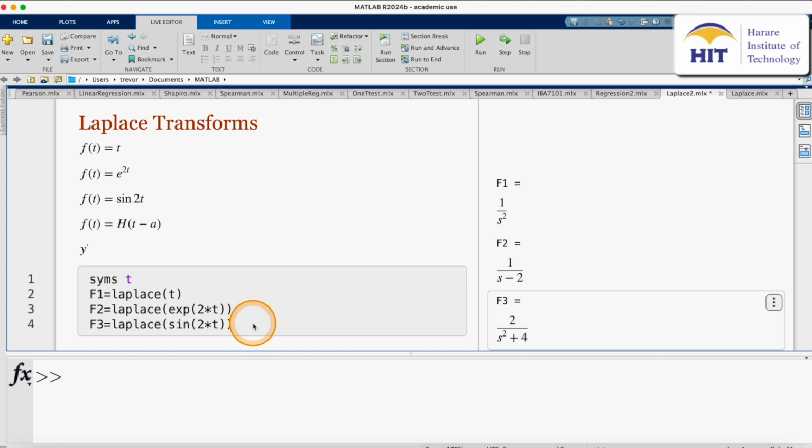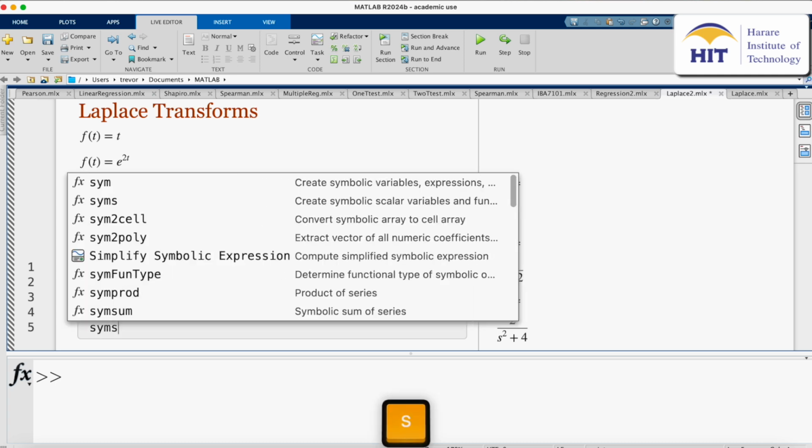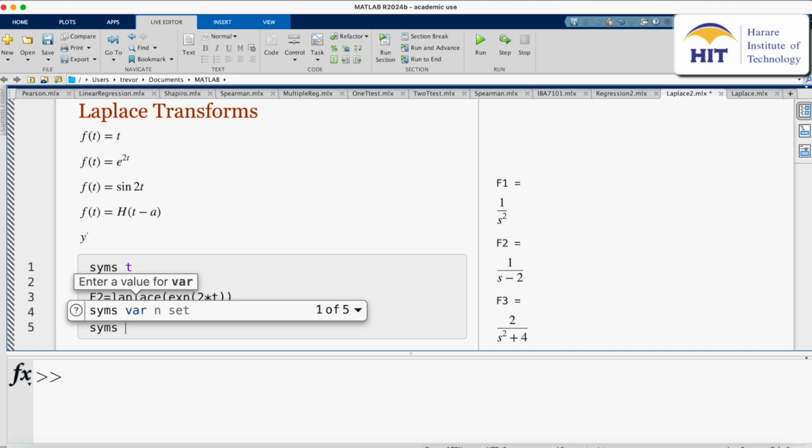I now go on to the next question, the Laplace transform now of the Heaviside function. What we have here is a shifted Heaviside function where the value of a is positive. So we have to create a symbolic variable a, where the variable a is positive. So I'll type in syms there, then a, then specify that it is positive.